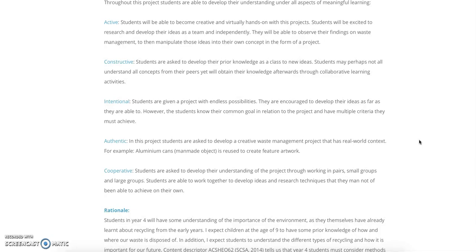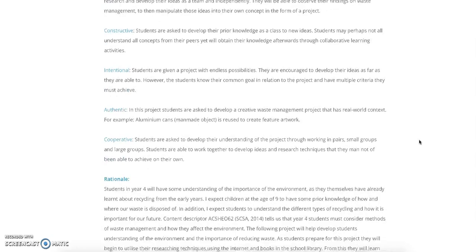Cooperative. Students are asked to develop their understanding of the project through working in pairs, small groups, and large groups. Students are able to work together to develop ideas and research techniques that they may not have been able to achieve on their own.